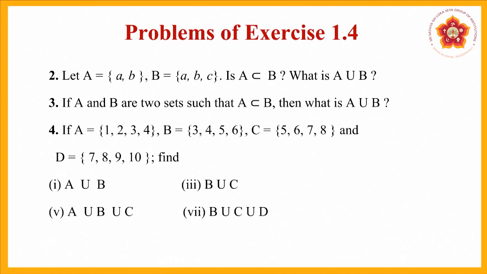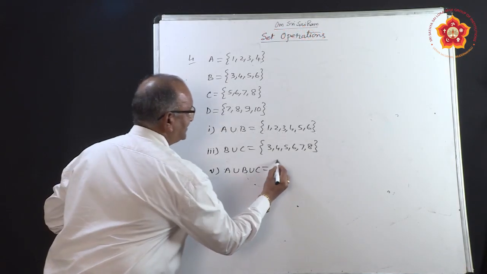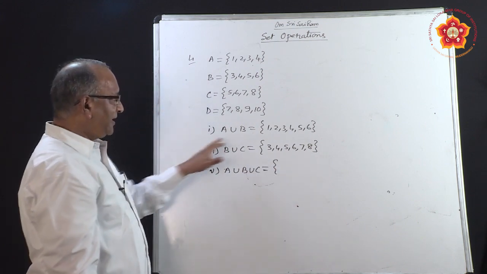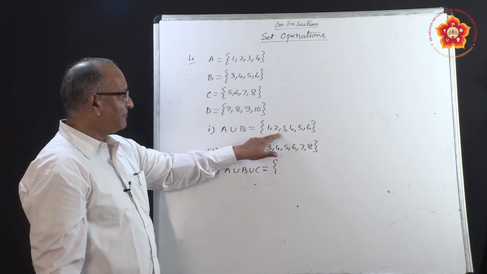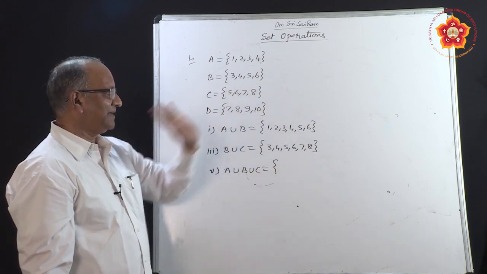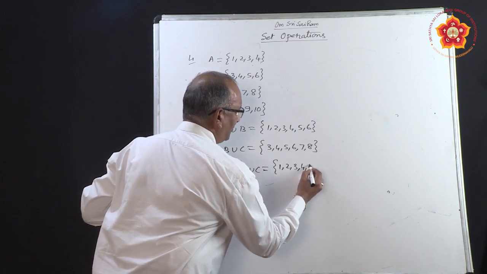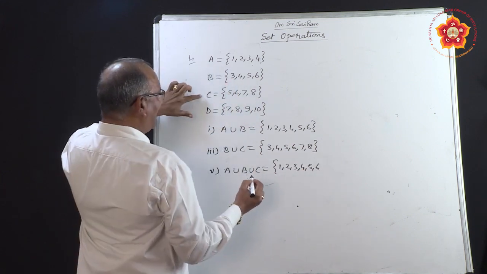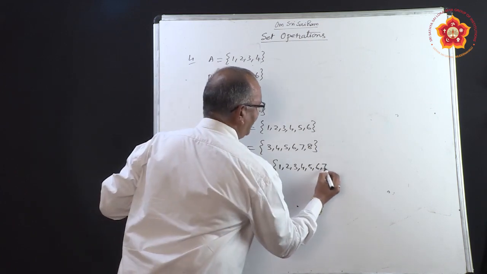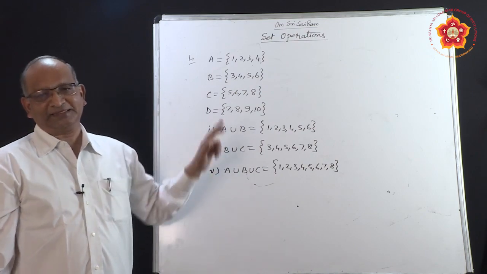Next, he says find A union B union C. A union B union C is equal to... We already got A union B. Take the union of this with C. Means what? To these elements, add the elements of C. You will get the answer. So it is 1, 2, 3, 4, 5, 6. And then see what is extra in C. That is 7, 8. So this is A union B union C.